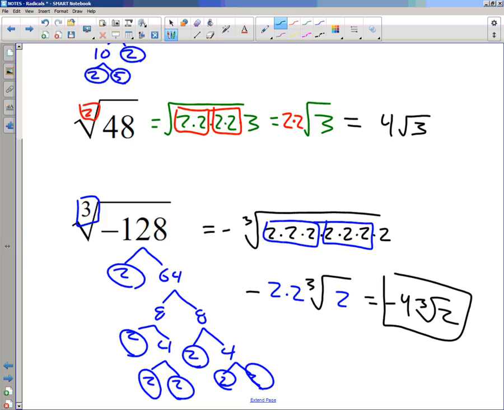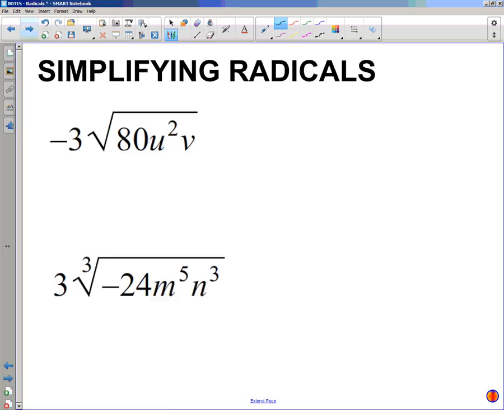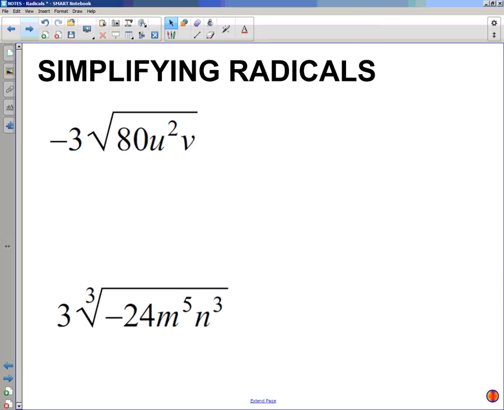Let's move on to some examples that have some variables in them as well. This is going to be pretty much the same thing. Actually, it's a little bit easier, I think, because we don't have to rely so much on factor trees. We're still going to want to take the number that we see in here, this 80, and do a factor tree on it. So let me just do that really quickly. 10 times 8, 2 times 5, 2 times 4, 2 times 2.